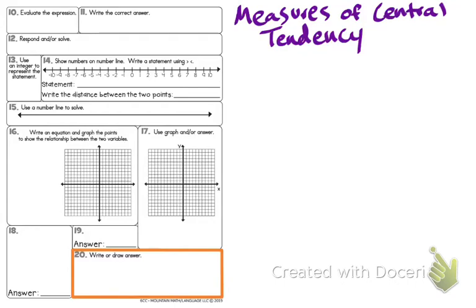Welcome to the tutorial for our daily review question number 20. In question 20, we're going to see data displays, and we're going to need to do some interpreting of that data. One of the ways that we're going to do that is by using our measures of central tendency.